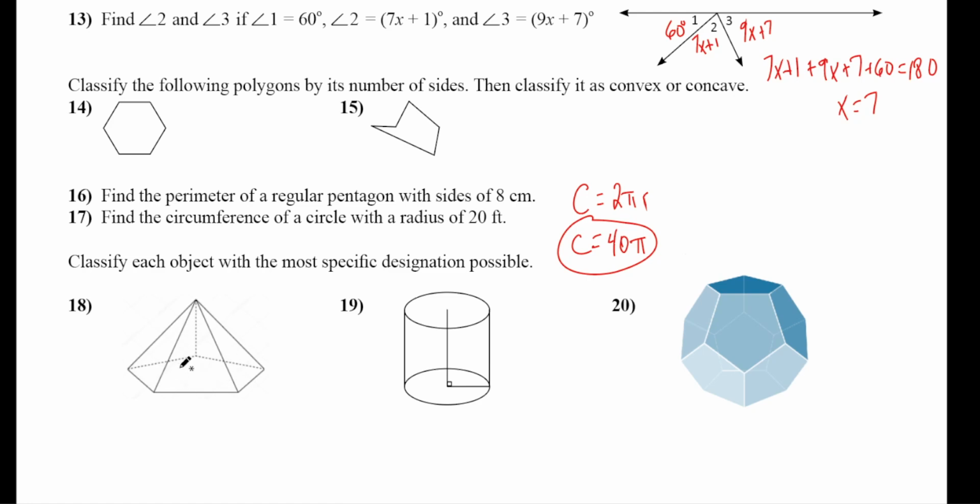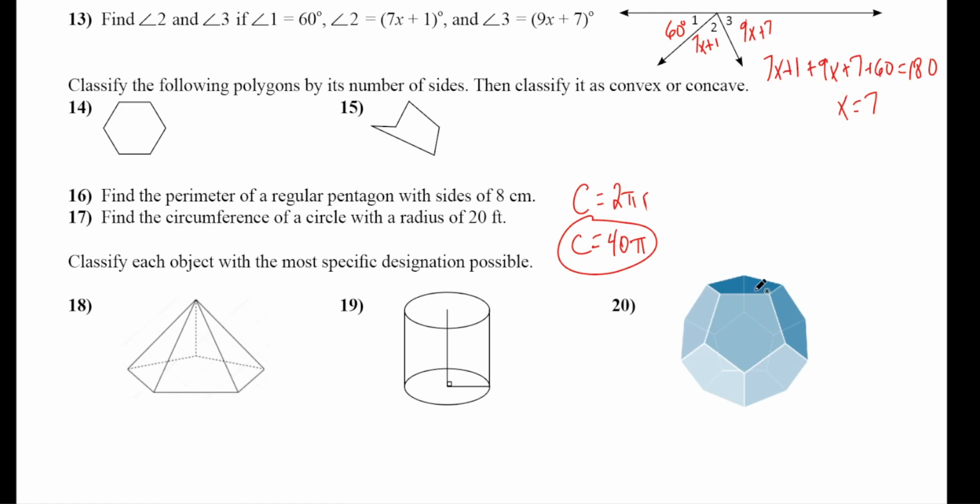Okay, what's this thing? It's a pyramid. And then what kind of base is it? How many sides? 1, 2, 3, 4, 5. So it's a pentagonal pyramid. Okay, pentagonal pyramid. What's this thing? It's a cylinder and it's a right angle. So it's a what? It's a right. What's the bottom of it? A circle. Right circular cylinder.